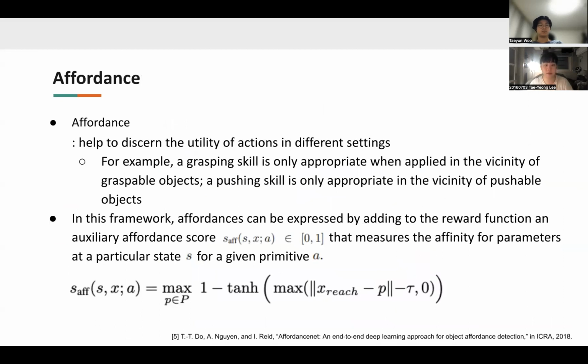Affordance is an effective method to equip the agent with a sense that helps to discern the utility of actions in different settings. It encourages the agent to specify the reaching parameters X to be within a threshold of the set of the key point P. However, in the actual replication, it was observed that the depth of the end effector was shallow. That is, it did not reach the target portion well. We proceed with replication to improve the problem of these two parts.